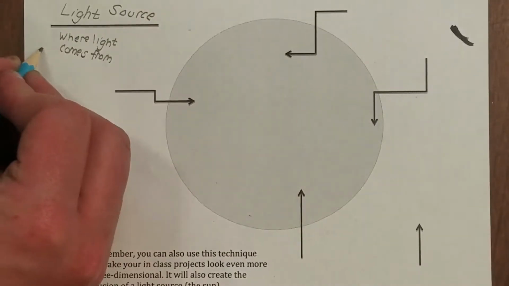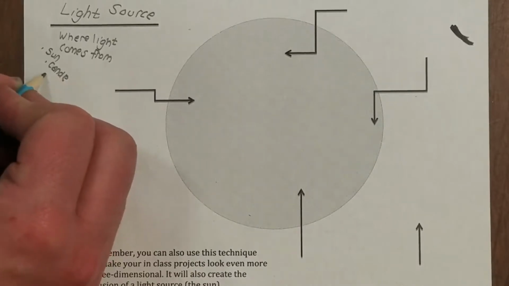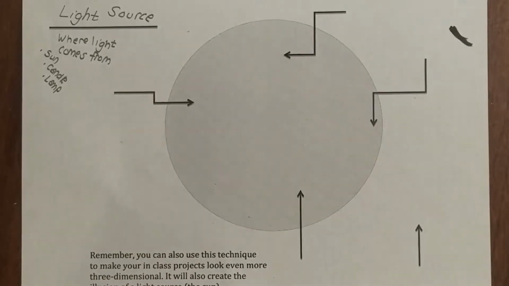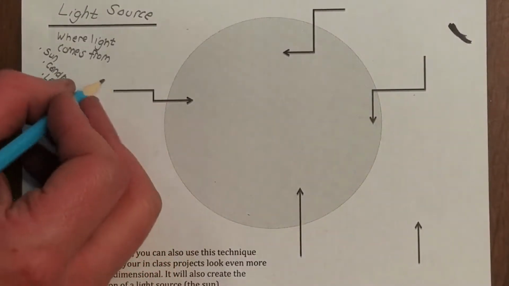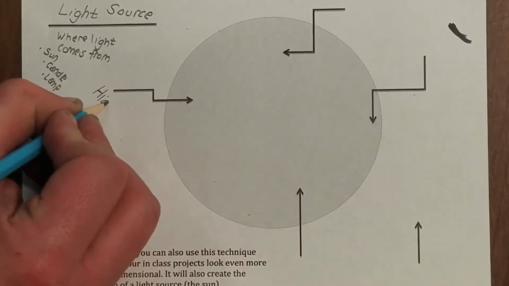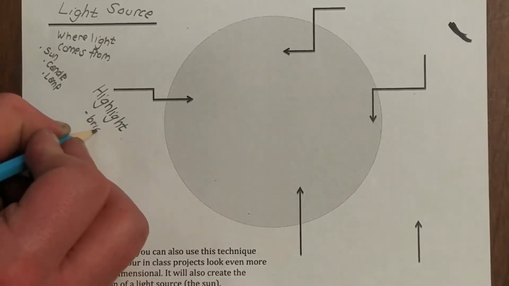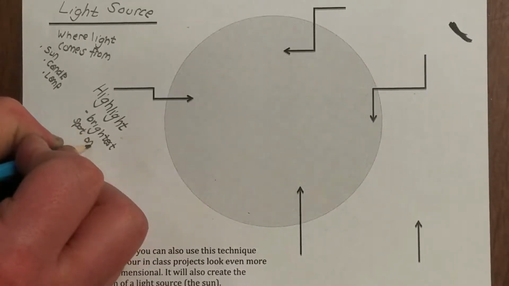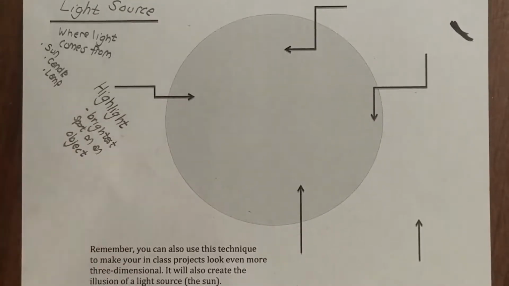Some examples: the sun, a candle, a lamp, and I'm sure you can think of some others, but those are the basics. So in our example, the light source is coming from the top left. The first part of your sphere or object that gets light is called the highlight. The highlight is defined as the brightest spot on an object. The brightest spot on an object is your highlight.